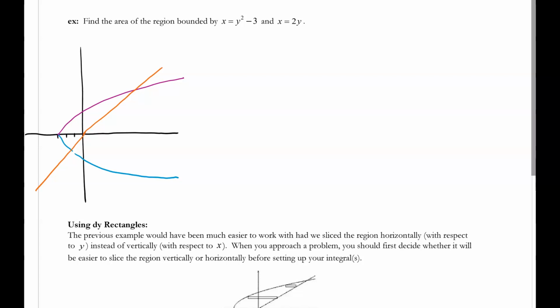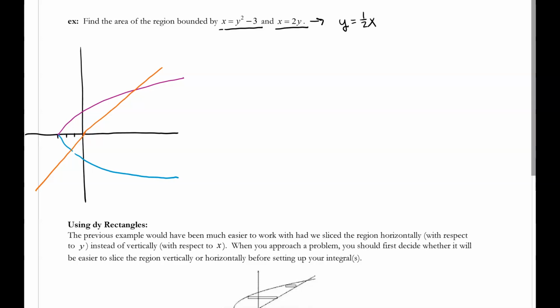All right, for this last example of using multiple regions, we are asked to find the area of the region bound by x equals y squared minus 3 and x equals 2y. And the first thing I would do is solve each of those for y. So the linear one is just y equals 1/2 x, but we have this quadratic.